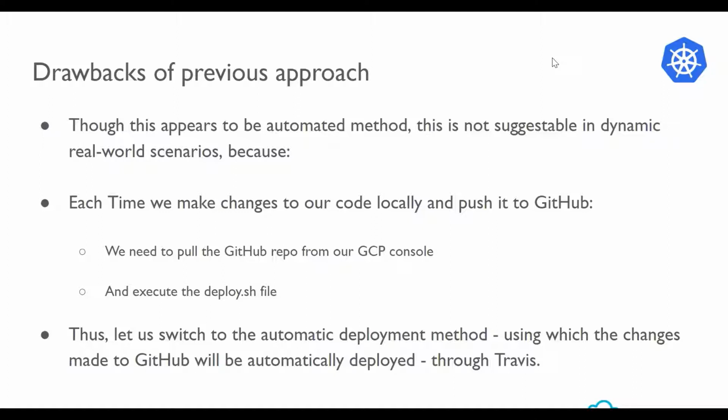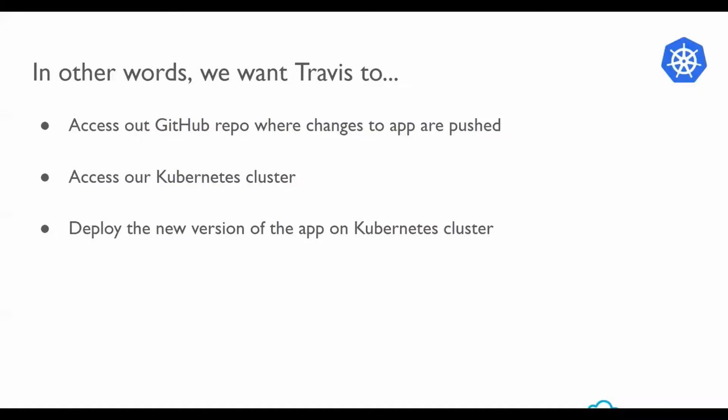So let us switch to the automatic deployment method, using which the changes made to GitHub will be automatically detected by Travis, and it will take care of testing and deploying automatically to the K8s cluster whenever changes are made to GitHub. In other words, we want Travis to access our GitHub repo where changes to apps are pushed, then access our Kubernetes cluster and deploy the new version of the app on the Kubernetes cluster.